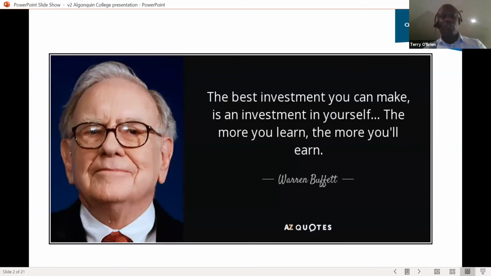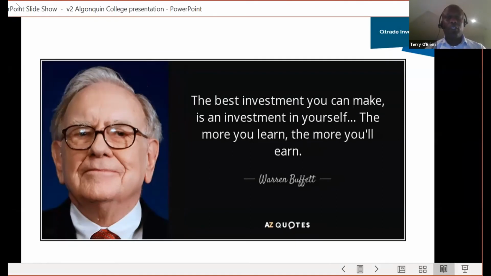So I'll start off first with, many of you probably know Warren Buffett. He's one of the most iconic investors of our time, very successful at what he does. We thought that this would be a very good quote to start off with. He has many quotes, but this is probably one of the better ones to start off with. The best investment you can make is an investment in yourself. The more you learn, the more you'll learn.